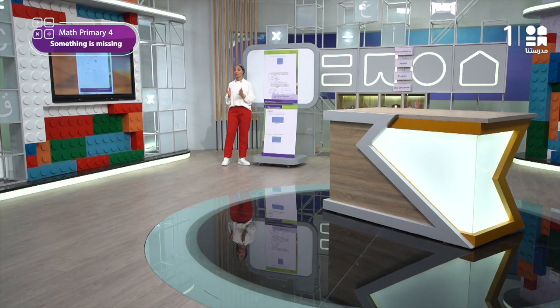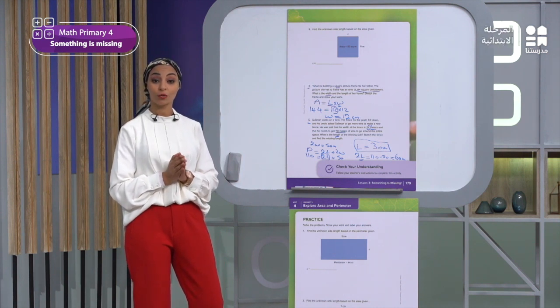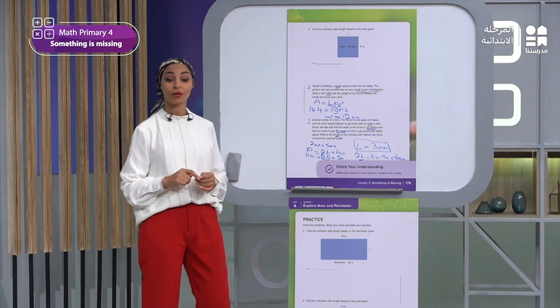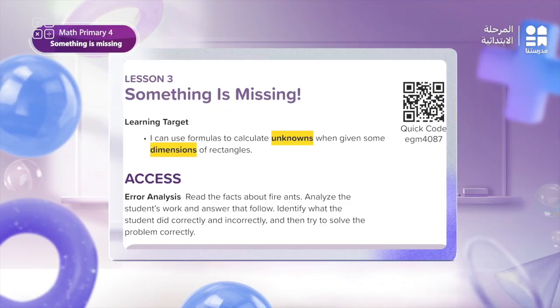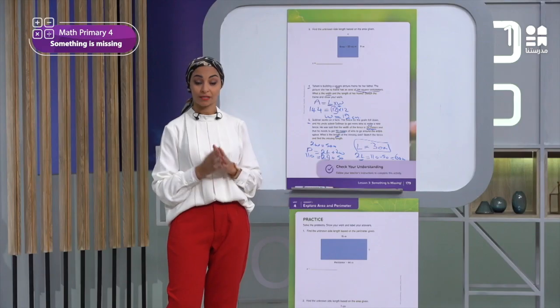And now after we have used our understanding of perimeter and area today to calculate the unknown dimensions, you can now check your understanding and scan the code in your book on page 172 to solve more practice problems.